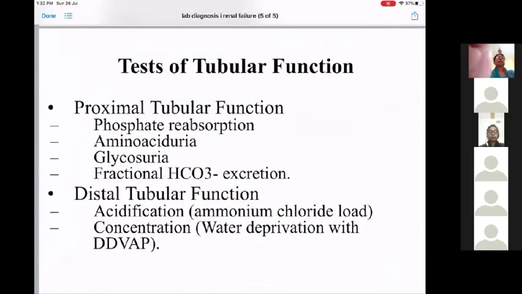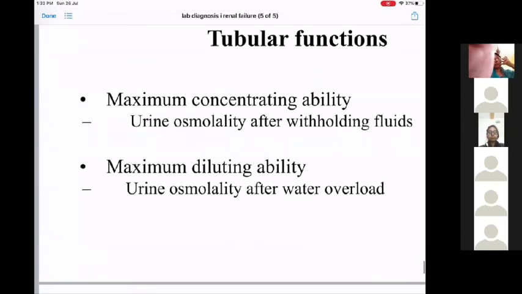Now the tests of tubular function. First is proximal tubular function, PCT function, measured by phosphate reabsorption, amino aciduria, glycosuria, and fractional bicarbonate excretion. Distal tubular function is measured by acidification, that is ammonium chloride load, and concentration, that is water deprivation with DDAVP. Maximum concentrating ability is the urine osmolality after withholding fluids, and maximum diluting ability is the urine osmolality after water overload.